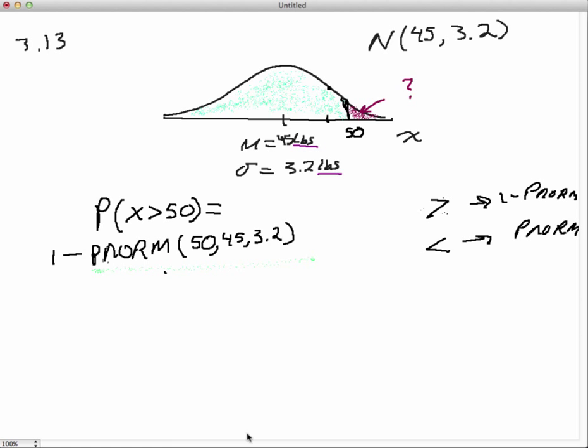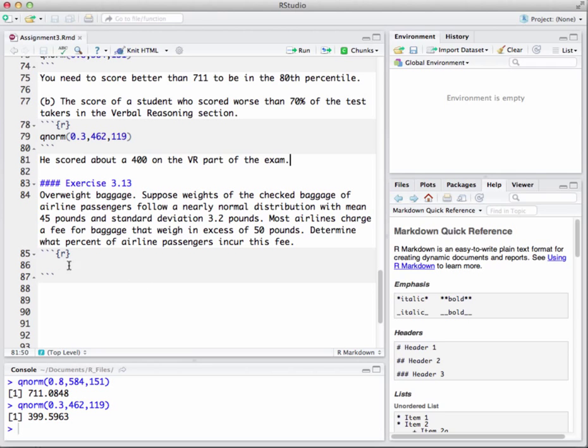Okay, cool. Let's get over to RStudio now and actually do the calculation. This one's pretty straightforward once we got all that done. So we're going to come down here and we're just going to type in 1 minus p-norm of 50, comma, 45, comma, 3.2. There we go.